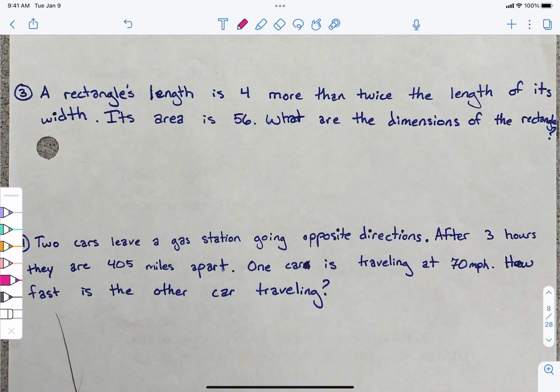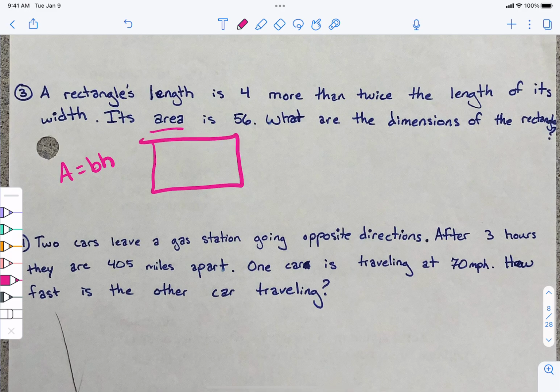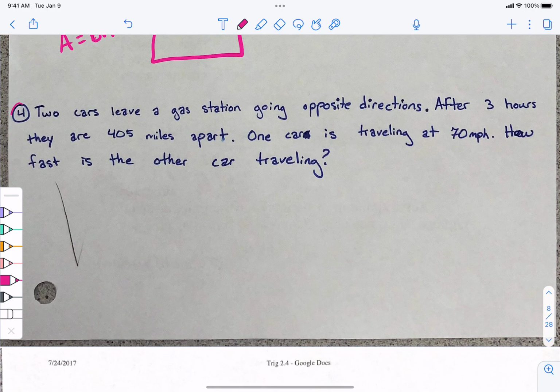Number 3 is just talking about length and width of a rectangle and area of a rectangle. How do you find the area of a rectangle? It's length times width. Draw a picture of your rectangle and figure out the dimensions. This goes straight back to the question we had on example 2. Look at example 2 to do this problem.